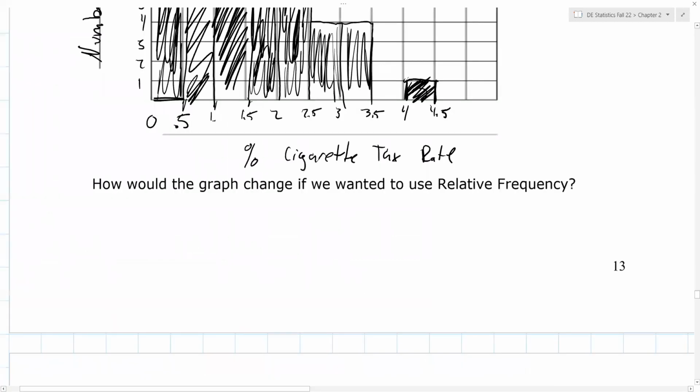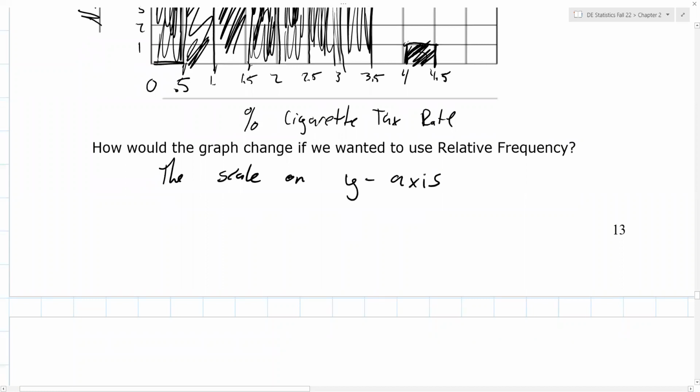Next, how would the graph change if we wanted to use relative frequency? There's only one thing that would change. The only thing that would change is the scale on the y-axis. I don't know why that's not working. Y-axis. And half the letters disappeared. Cool.